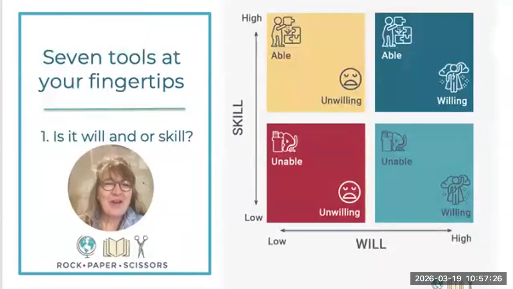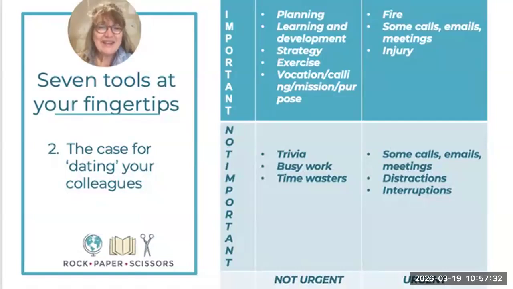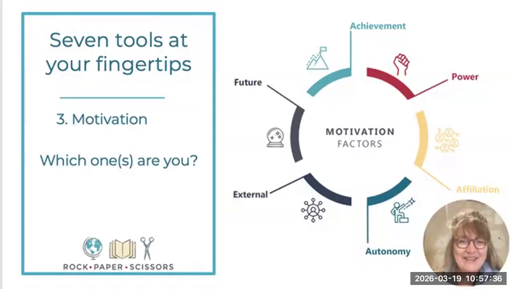Okay, so we've got our first tool, which is will or skill. We've got our second tool, dating your colleagues. And then the third tool here is something that I designed. This is based on National Geographic research, and it's about knowing what motivates you and your team members.